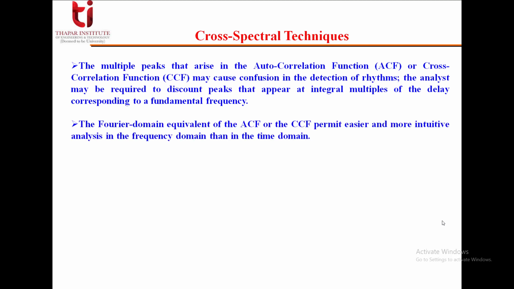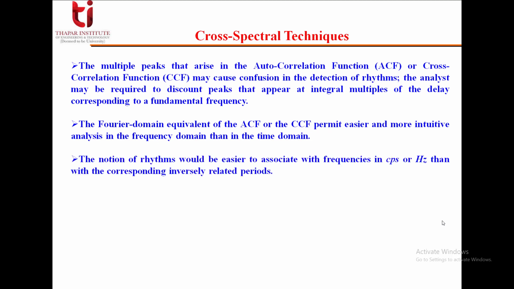So the Fourier domain equivalent of the autocorrelation function or the cross-correlation function permits easier and more intuitive analysis in the frequency domain than in the time domain. So the notion of rhythms would be easier to associate with frequencies than with corresponding inversely related periods.